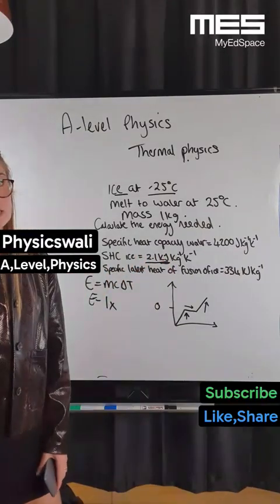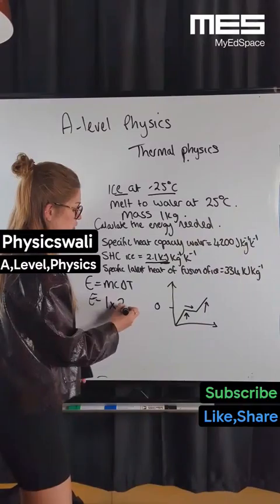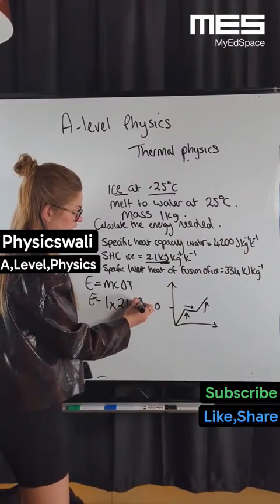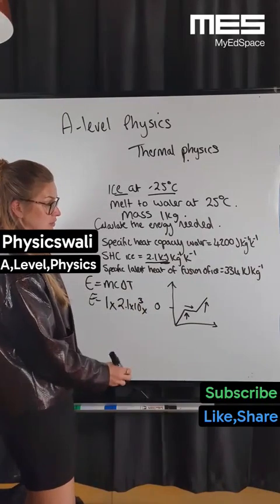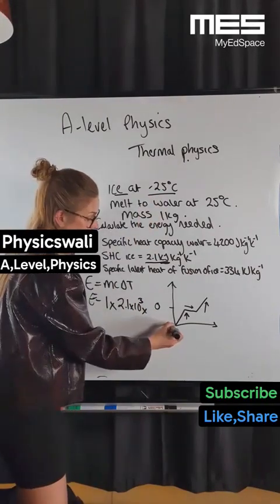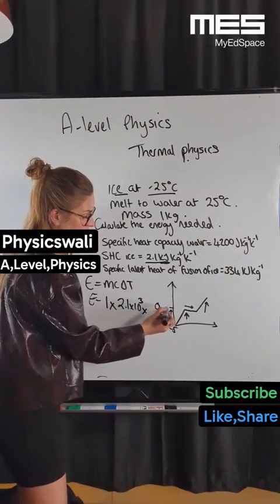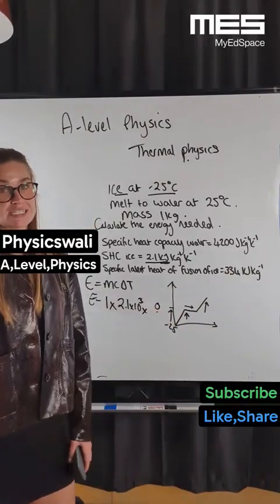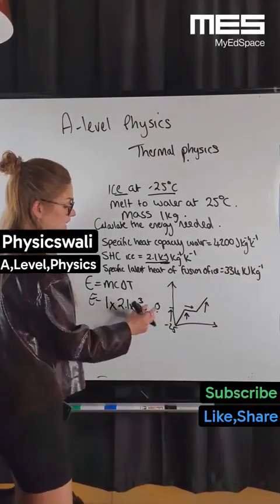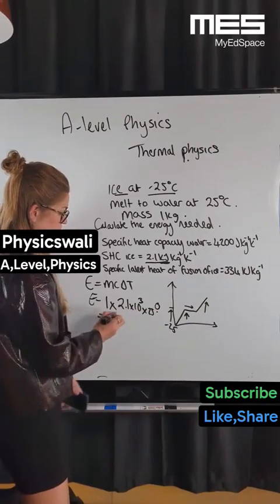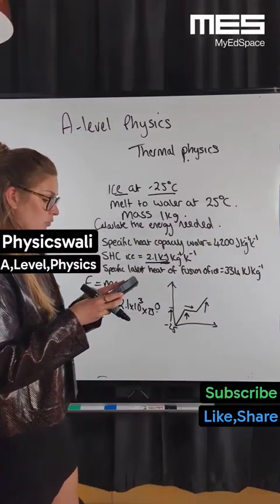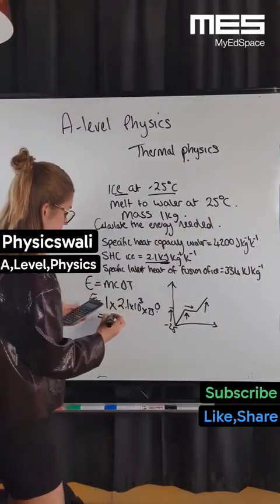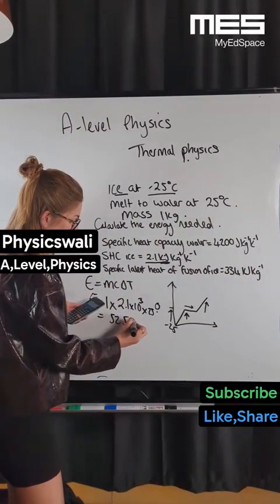Now they'll try to trick you out with that sometimes. So 2.1 kilojoules is 2.1 times 10 to the power of 3 joules per kilogram per Kelvin, times by the change in temperature. So if the ice starts at -25, we know we have to increase the temperature to 0 in order to change state. So the change in temperature is 25. So what we're going to do now is 1 times 25 times 2.1 times 10 to the power of 3 to give me an energy of 52500 joules.